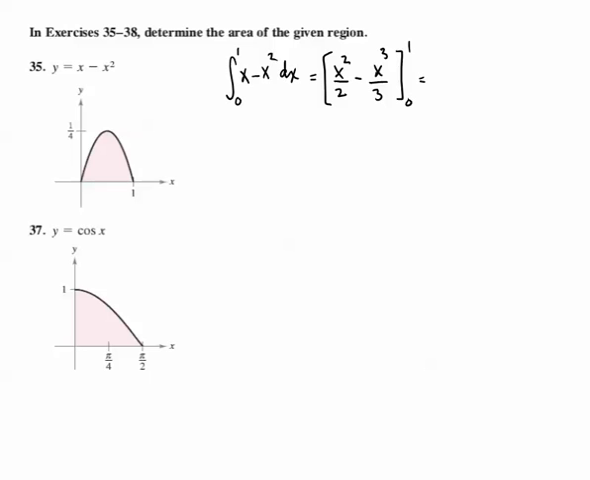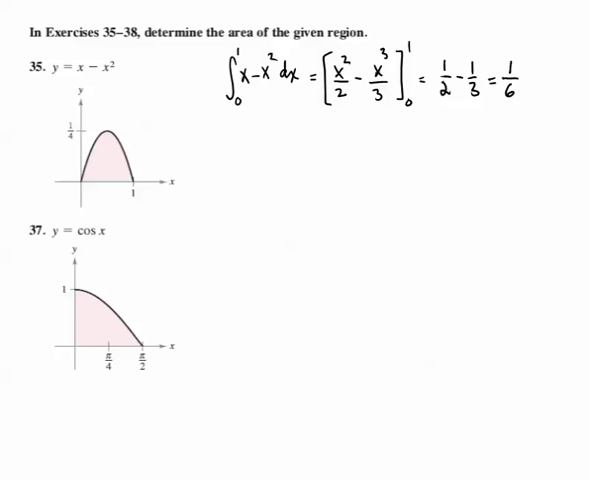And fortunately, when we plug in 0, everything is going to 0 out. When we plug in 1, we're simply going to get 1/2 minus 1/3. And that's 3/6 minus 2/6, or an area of 1/6.